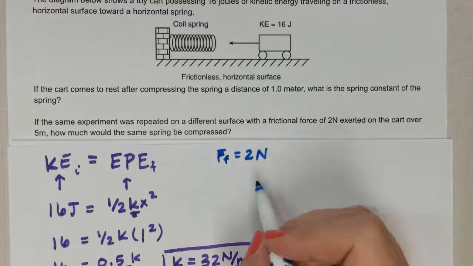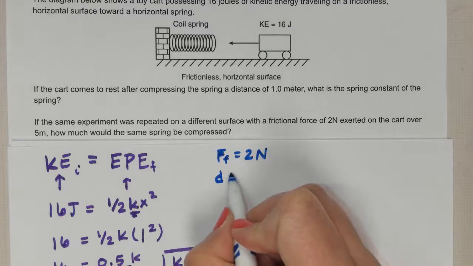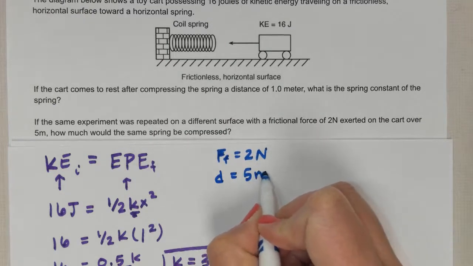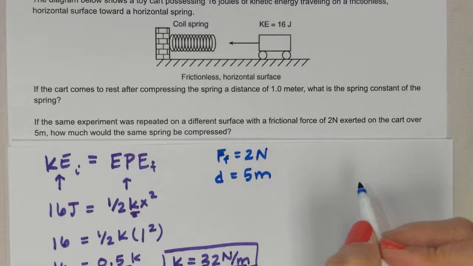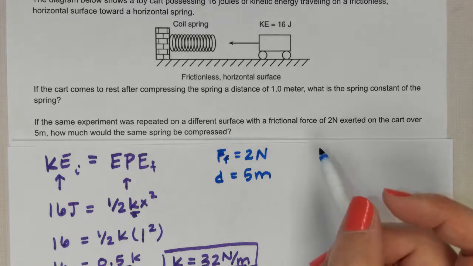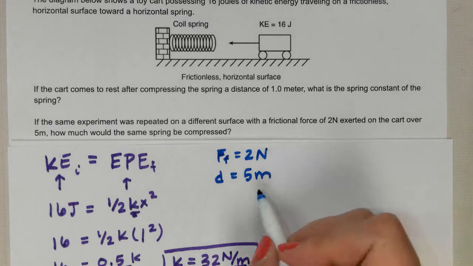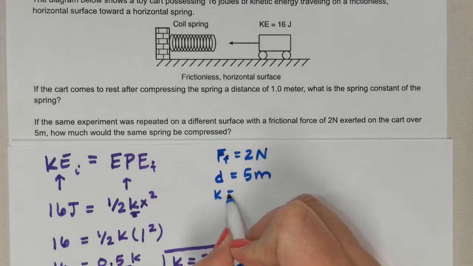Exerted on the cart over 5 meters, there's a distance. How much would the same spring be compressed? So if we're dealing with the same spring, we're dealing with the same spring constant.